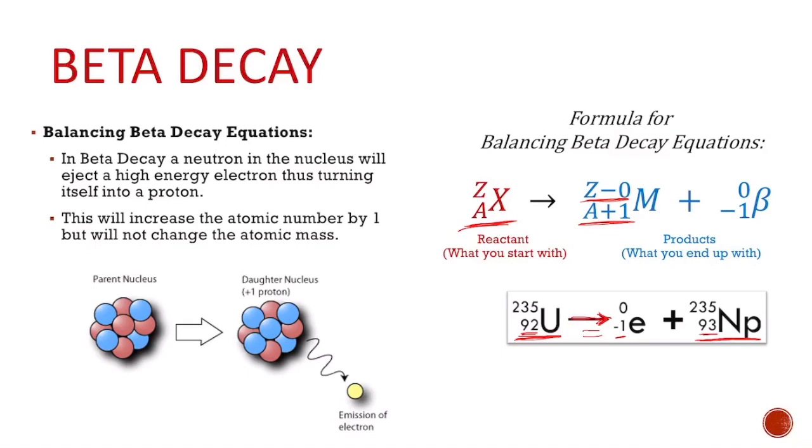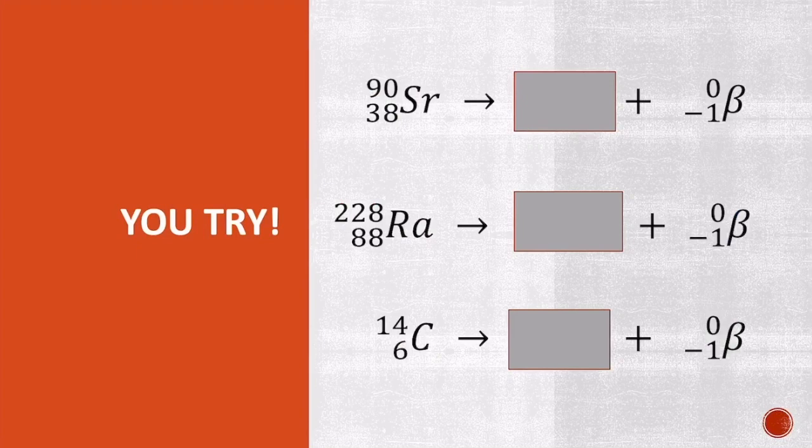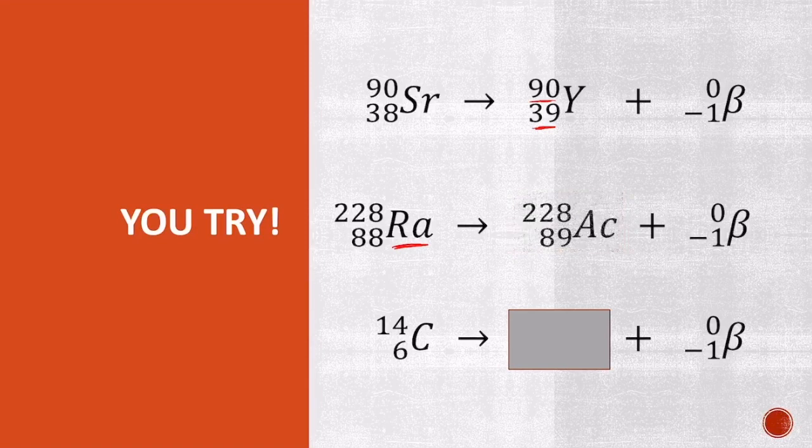So let's go ahead and do some examples. So I'm going to start with strontium-90, and it's going to eject that high energy electron from its nucleus and it's going to become yttrium-90. Right? So its atomic number is increasing by 1, but the mass number is staying the same. All right, and if I have radium-228, it's going to undergo beta decay and become actinium-228. And then if I have carbon-14 and it ejects a high energy electron from its nucleus, it will become nitrogen-14.